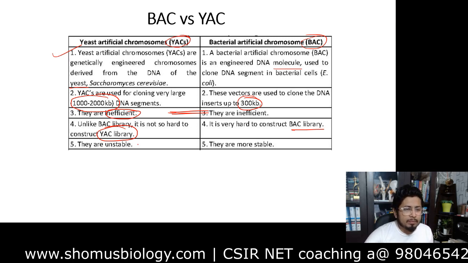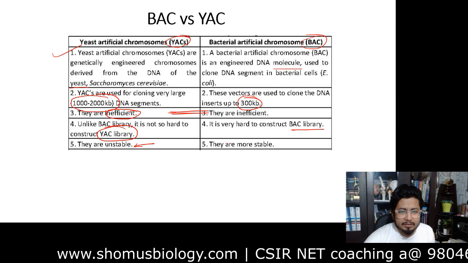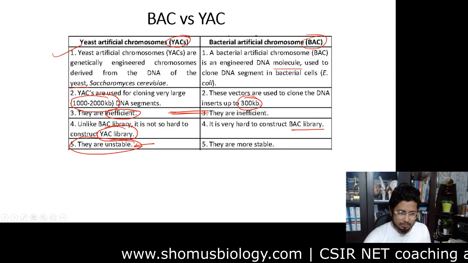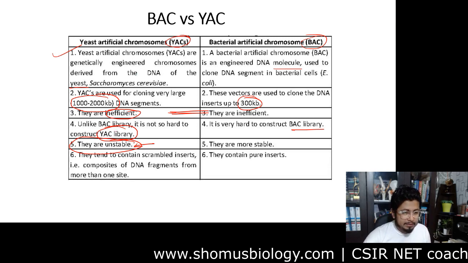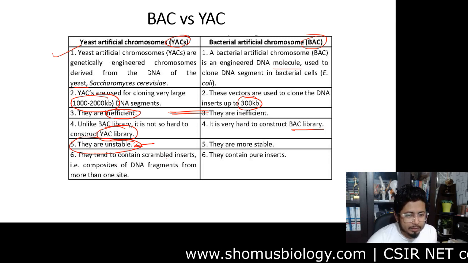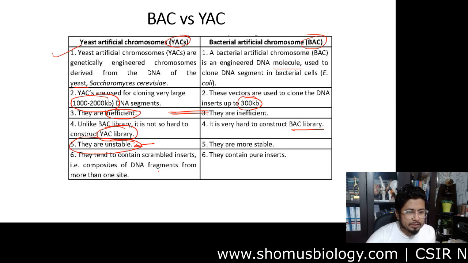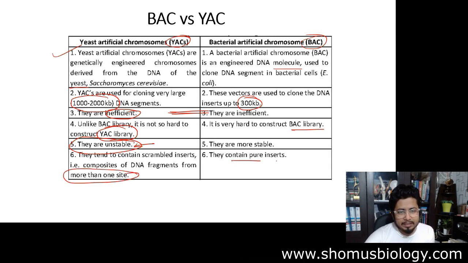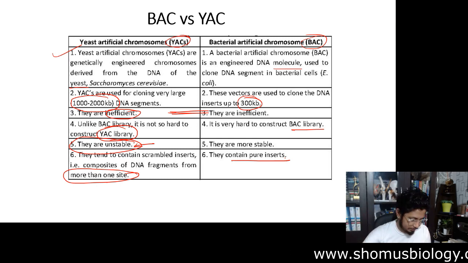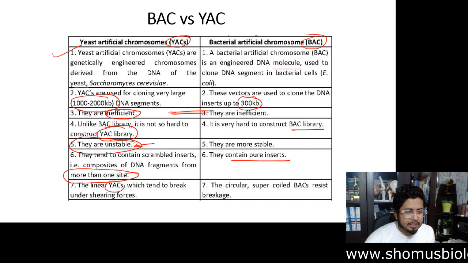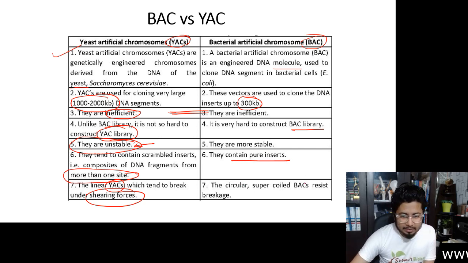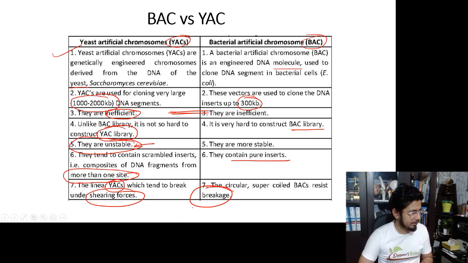The yeast artificial chromosomes are relatively less stable than the bacterial artificial chromosomes. Yeast artificial chromosomes are unstable, obviously, because it's an artificially engineered chromosome. Another thing is that these artificial chromosomes tend to contain scrambled inserts, that is composites of DNA fragments from more than one site, while the bacterial artificial chromosome contains a pure insert that is taken from a single stretch of the bacterial genome. The linear yeast artificial chromosomes tend to break under shearing forces, while the bacterial artificial chromosomes are circular, and circular or coiled bacterial artificial chromosomes can resist the breakage. That is another difference between the two.